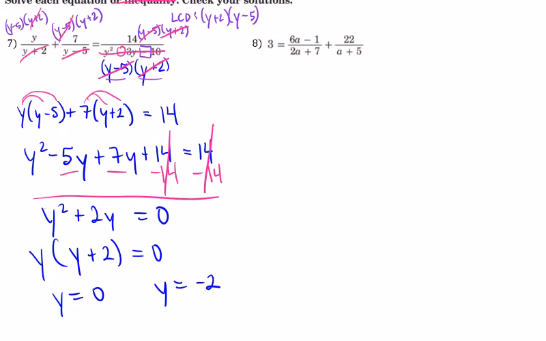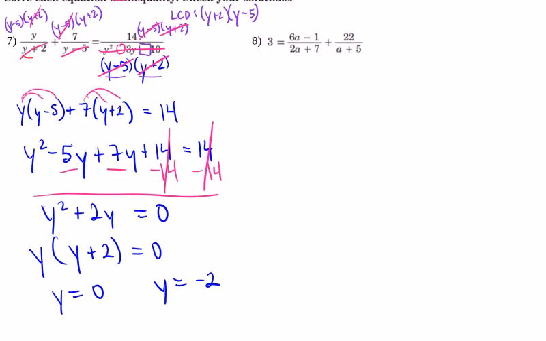Okay. Now if we plug in 0, there's no problem. 0 plus 2 is 2, so that's okay. 0 minus 5 is negative 5, so that's okay. Here the same thing, we're not going to get 0 because we'll get those values that we just talked about. So 0 is a valid solution.